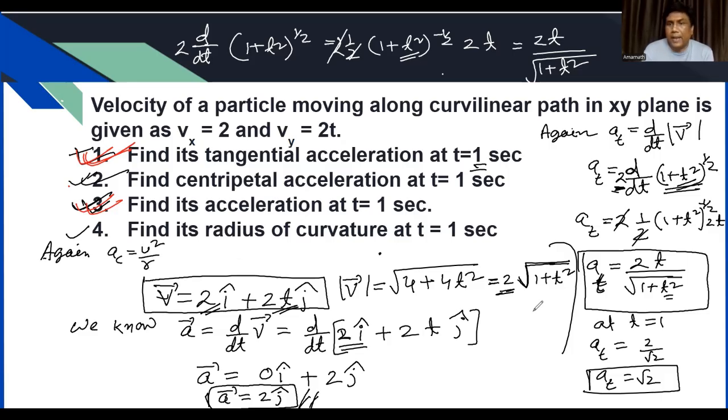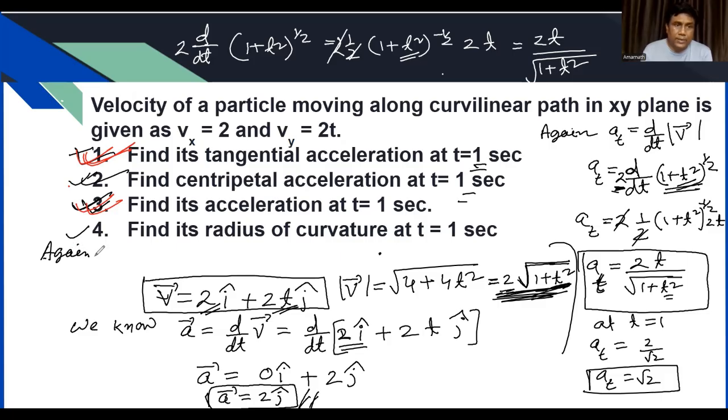I can calculate speed. At t equal to 1, speed is what? If you put t equal to 1, 1 plus 1 is 2, so the speed will be 2 root 2. The square of 2 root 2 divided by radius, but I don't know the radius, because radius is asked in question number 4, so I cannot use this formula. I will use the other formula.